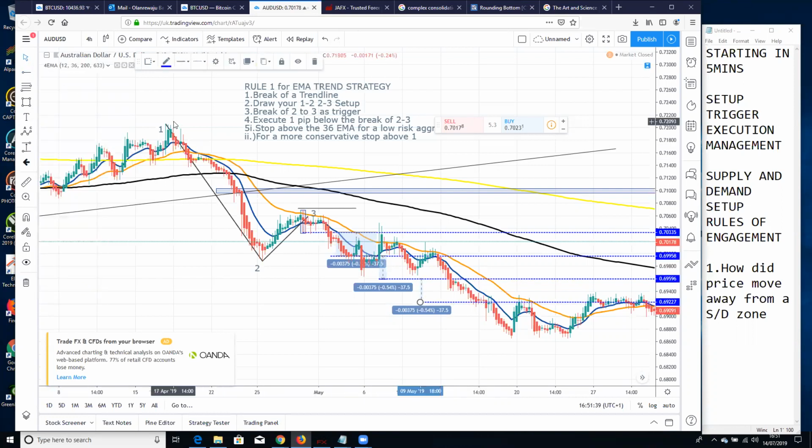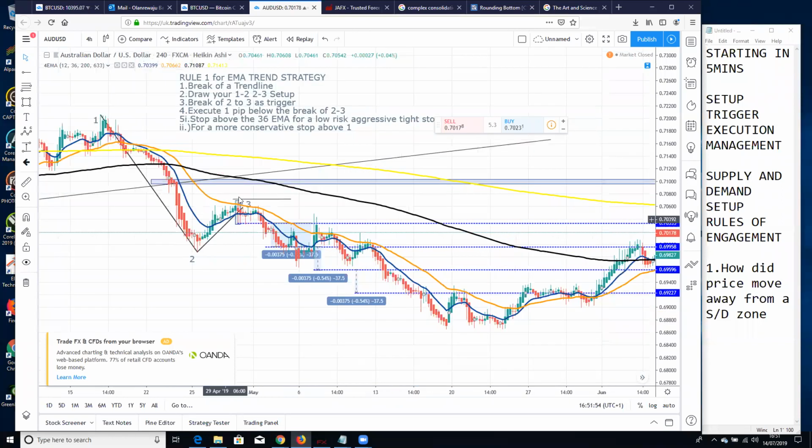Okay. So all you're looking for is a break of a trend line, and a retracement back to the 36 EMA. So all this is going to be giving you patience to be able to stay in the market and look for an available setup. So that would have been the kind of trading opportunity that you'll be looking at.